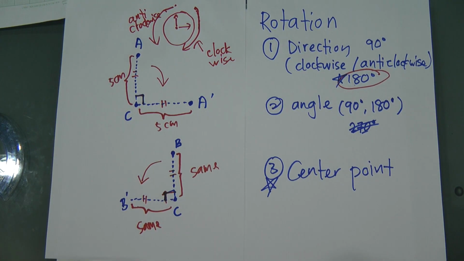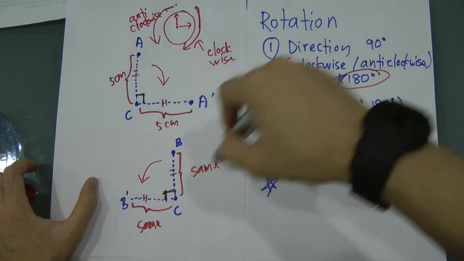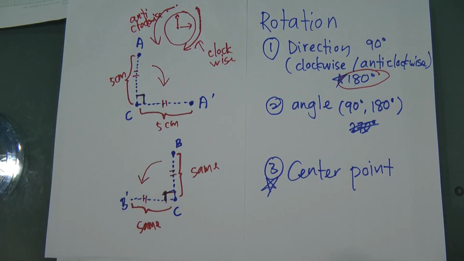So it's very simple. If a rotation is following the clock direction, it's called clockwise. If it's not following the clock direction, we call it anti-clockwise. I hope this gives you some brief understanding.